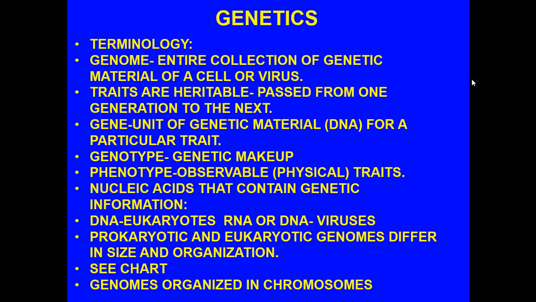Nucleic acids contain genetic information. For the eukaryotes, it is DNA. For RNA or DNA, it's usually viruses. So usually you're going to find prokaryotes and eukaryotes having DNA, but their genomes are going to differ in size and organization. And I'll show you a chart to bring that to your attention. The genomes are organized in chromosomes.